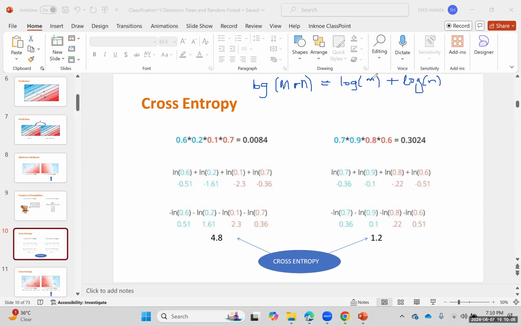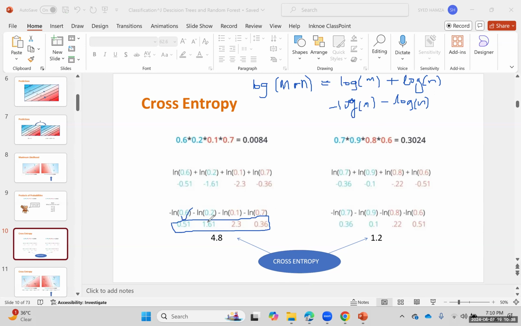But that means this will give me negative values. So instead of that, I'm going to do negative log of M, so I have my errors always positive. So you will get the values, it's this for each data point.